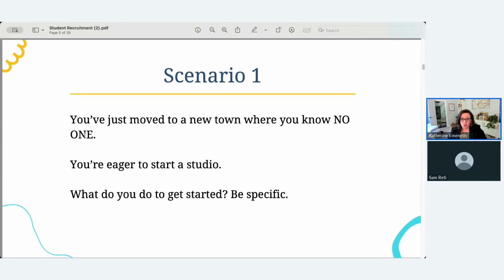So, our next scenario for you to think about for recruiting is you've just moved to a new town where you know no one. You're eager to start a studio. What do you do to get started? Be specific. All of us have done this before, where we had to start our own studio and recruit students. So what did you do to get started, or what would you do if this was you? Try to be specific, and you can share it in the little Q&A section.